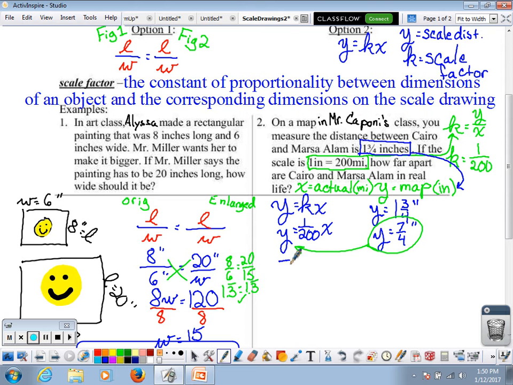So we have 7/4 equals 1/200 times x. And I need to solve for x. Well, x is getting multiplied by 1/200. What can I do to get x by itself? Divide both sides by 1/200. How do you divide by a fraction? Multiply by the reciprocal. So that's what we'll do.